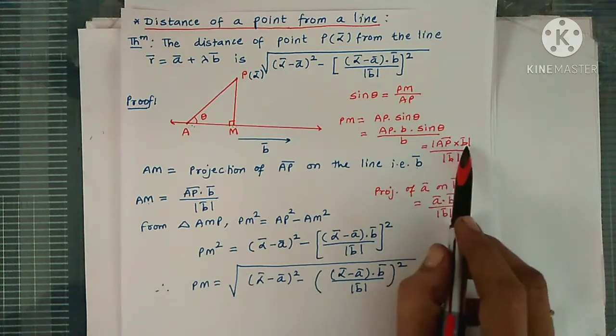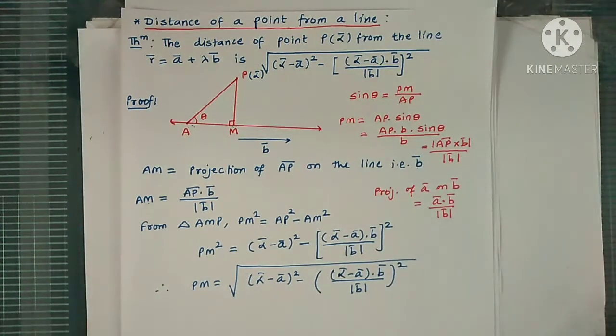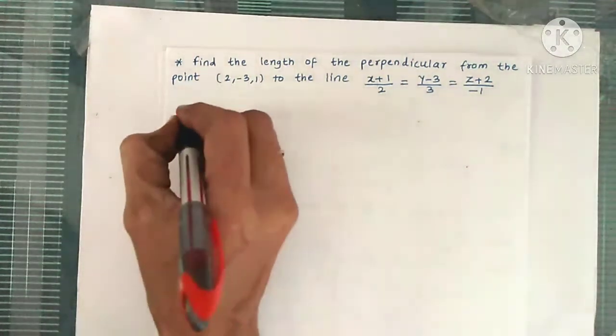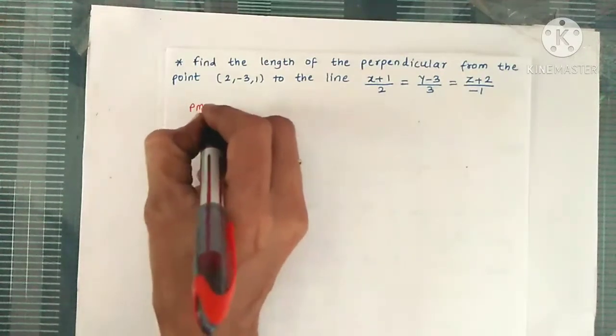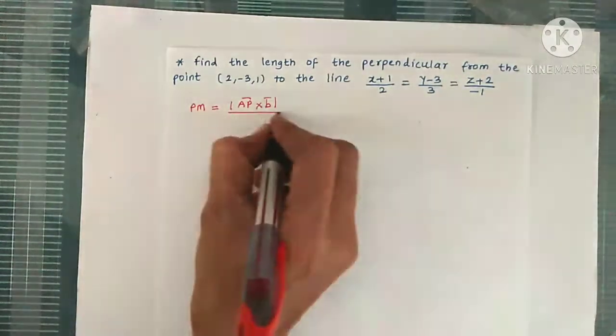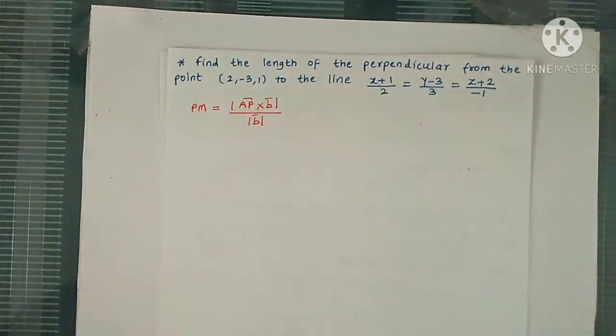So using this formula, let's find some distance. The formula is modulus of AP bar cross B bar upon modulus of B bar. Let's use the formula and find the length of the perpendicular drawn from the point 2, minus 3, 1 to the line x plus 1 upon 2 equal to y minus 3 upon 3 equal to z plus 2 upon minus 1. First let's write the formula. Perpendicular distance, if we write it as PM, is modulus of AP bar cross B bar upon modulus of B bar. So first we have to identify what A, P and B bar are.